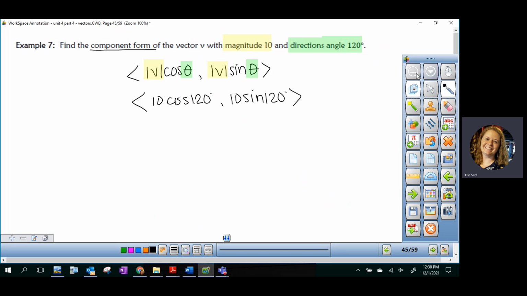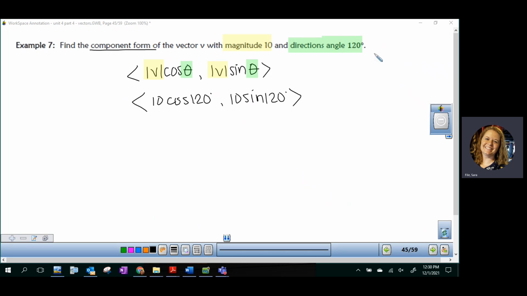Now you do have a calculator for this test. You'll get to use a calculator, but 120 is from your unit circle. You should know that angle 120.